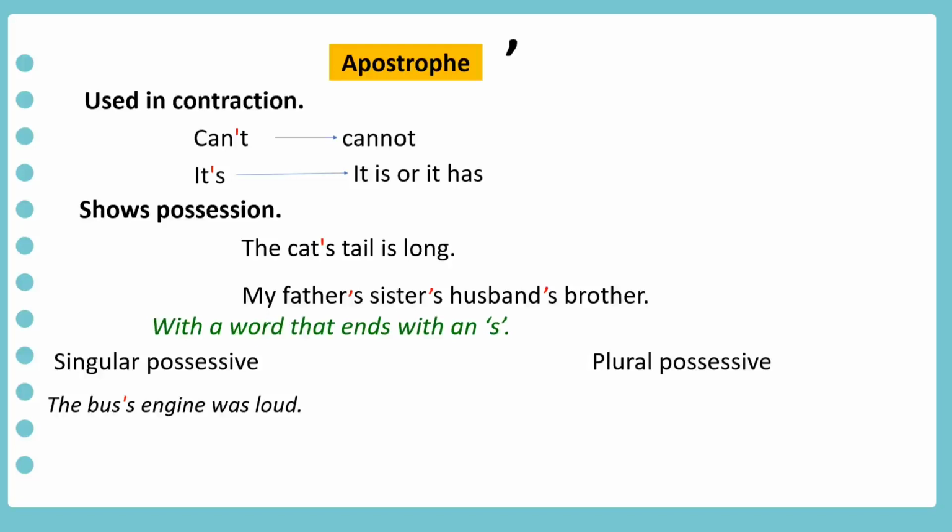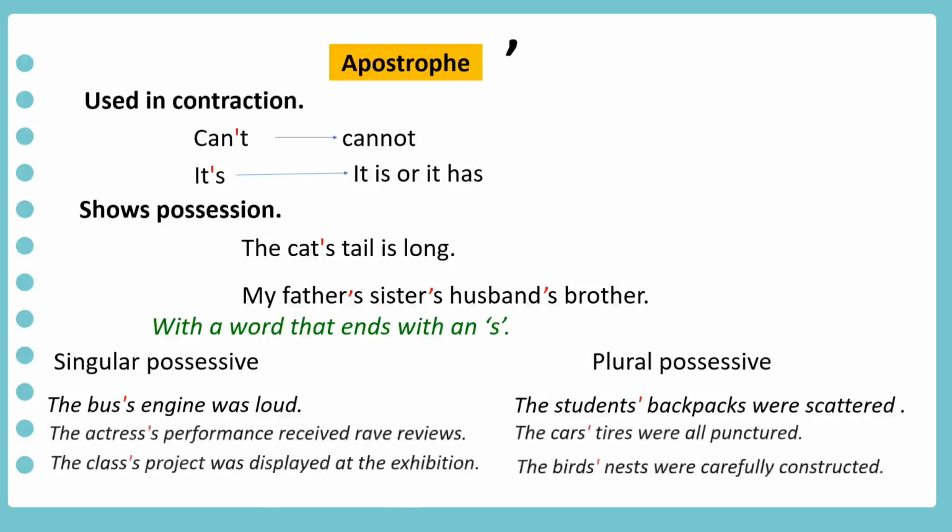For example, the students' backpacks were scattered. Here, the apostrophe is used after the plural noun students to show that the backpacks belong to the students. I'm giving some more examples. Please have a look at them.